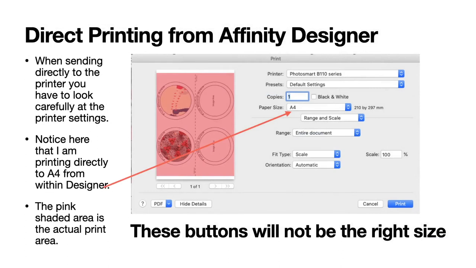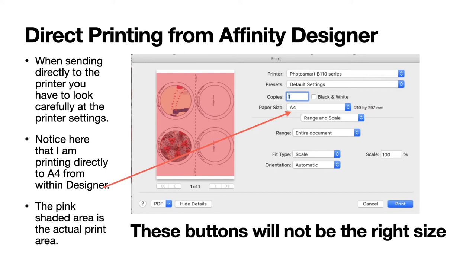Now, direct printing from Affinity Designer, this is where I ran into the problem of having US letter size images on A4 size paper. Well, it thinks it's A4. And this was sending directly to the printer. If you're going to do that, look carefully at the settings. Notice here that I'm printing directly to A4 from within Designer.